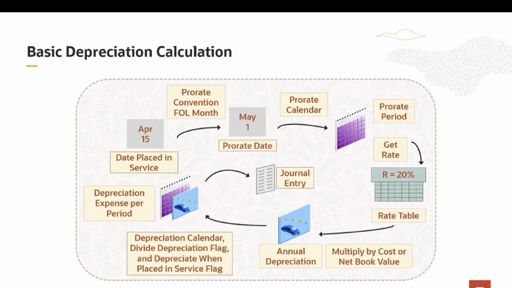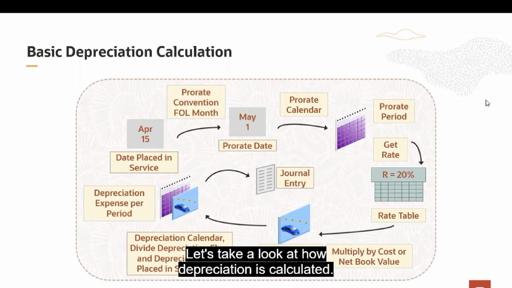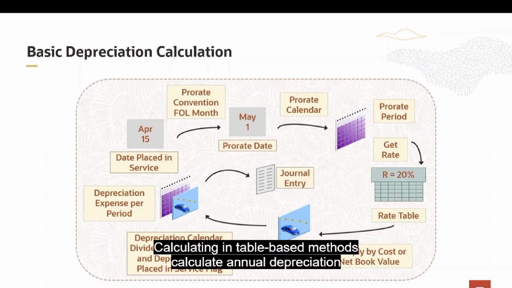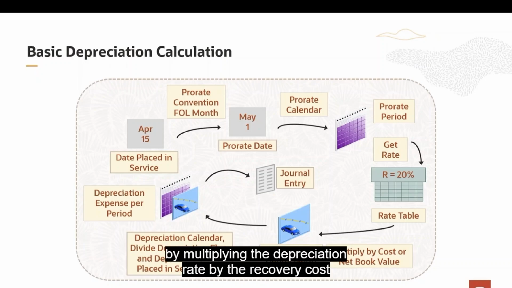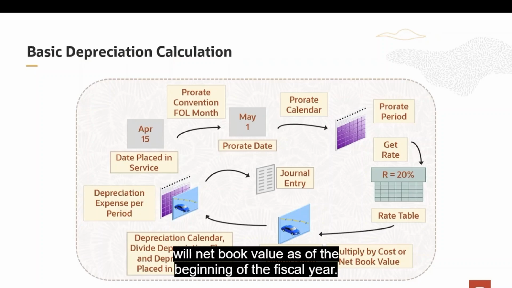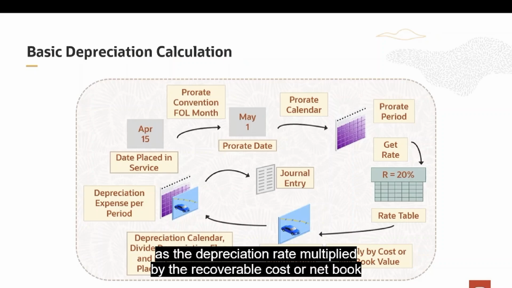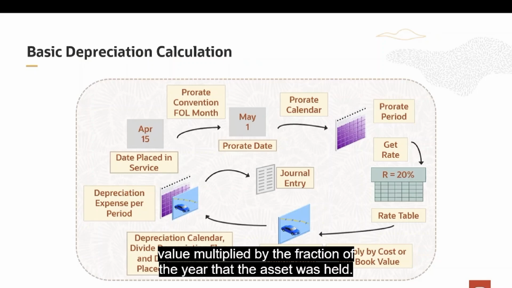Let's take a look at how depreciation is calculated. Table-based methods calculate annual depreciation by multiplying the depreciation rate by the recovery cost or net book value as of the beginning of the fiscal year. Flat rate methods calculate annual depreciation as the depreciation rate multiplied by the recoverable cost or net book value multiplied by the fraction of the year that the asset was held.